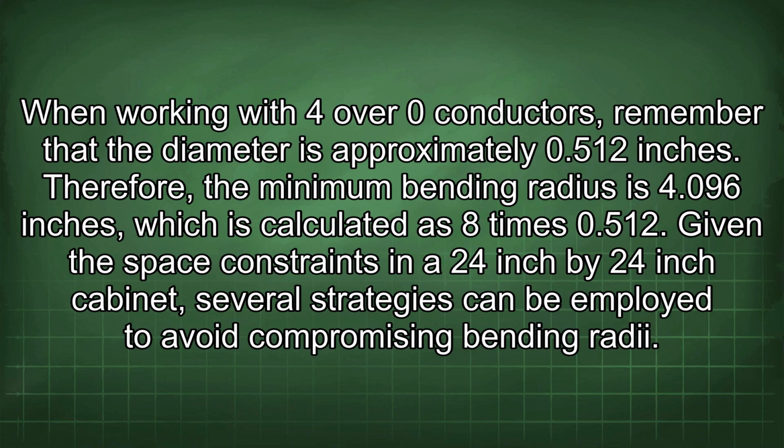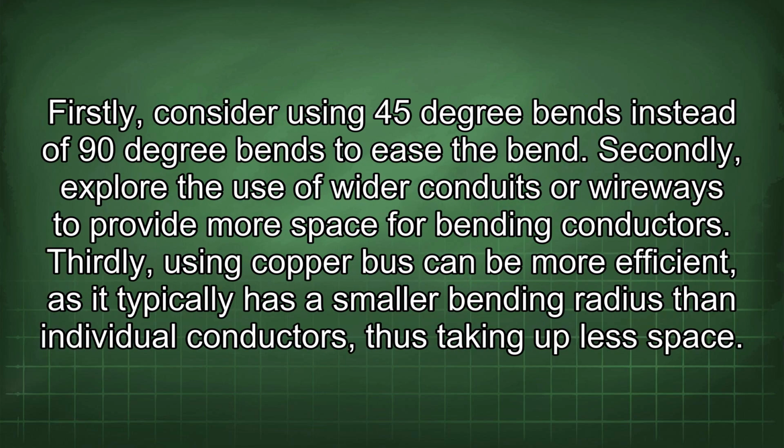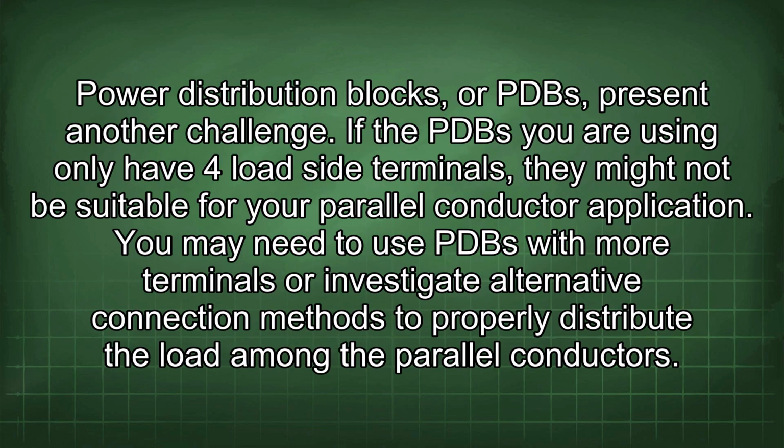Given the space constraints in a 24-inch by 24-inch cabinet, several strategies can be employed to avoid compromising bending radii. Firstly, consider using 45-degree bends instead of 90-degree bends to ease the bend. Secondly, explore the use of wider conduits or wireways to provide more space for bending conductors. Thirdly, using copper bus can be more efficient, as it typically has a smaller bending radius than individual conductors, thus taking up less space. Power distribution blocks, or PDBs, present another challenge.